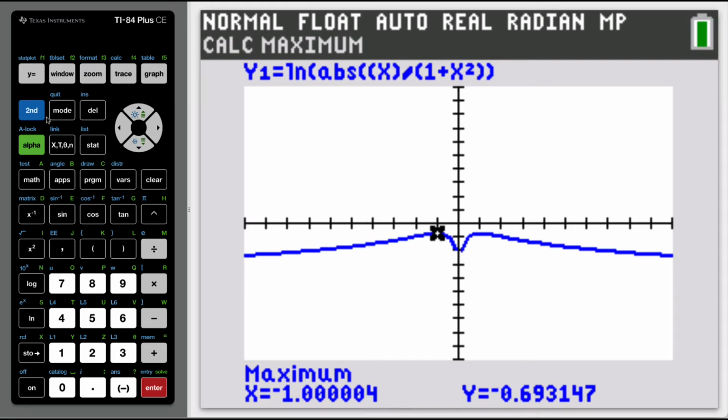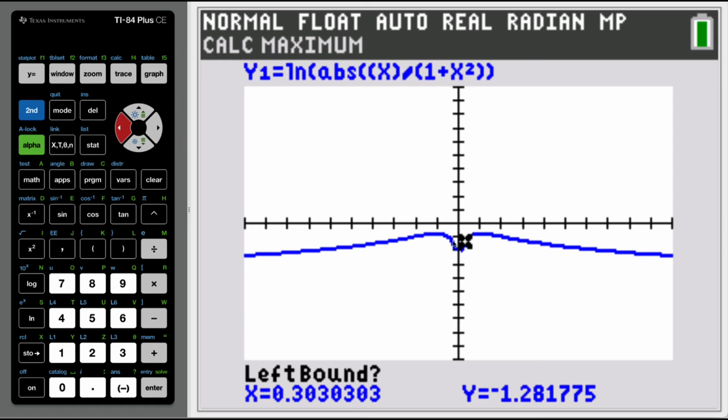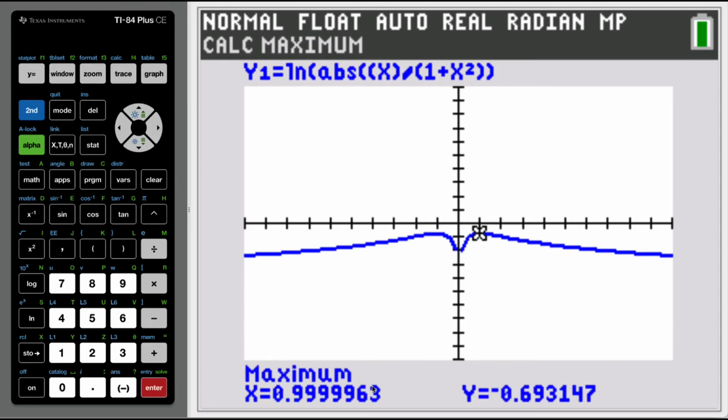Now if we find the maximum point on the right-hand side as well, I'm going to arrow over here. It asks for a left bound point, so I want to be on the left side of where I think that maximum is happening. I'll hit enter, then I'll arrow over to the right past where I think the maximum is happening, enter 2 more times, and this time we get a maximum value. Now if I round this x value off, it's going to be at +1, and this is going to have a y value again of -0.69.